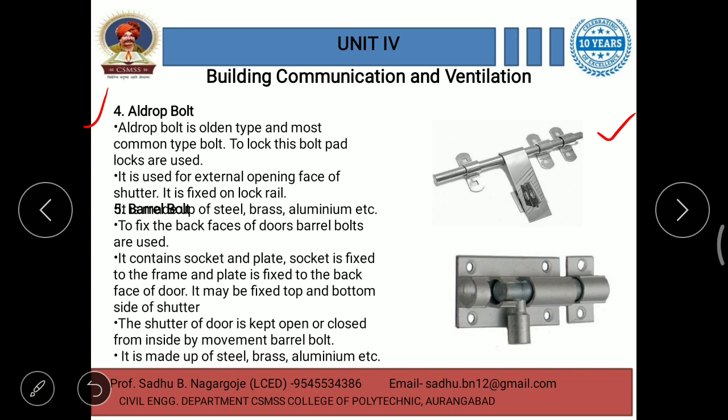To lock this bolt, padlocks are used. It is used for the external opening face of the shutter. It is fixed on the lock rail, and basically it is fixed to the lock rail. The lock rail is the intermediate rail.